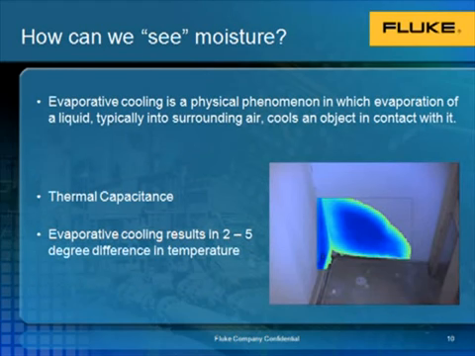You may be wondering how we're able to see moisture behind walls even though we're not able to see through the wall. We're able to do this because of what is known as evaporative cooling. When a liquid evaporates, typically into the surrounding air, it also cools an object it is in contact with. Thermal capacitance comes into play as well. This deals with a material or liquid's ability to retain its energy. Because moisture or water has a high thermal capacitance, it retains that energy much longer than other materials.